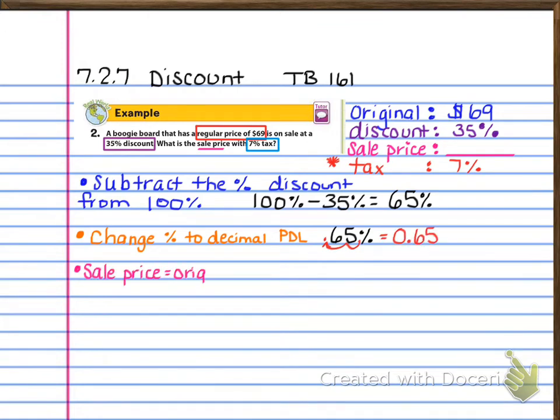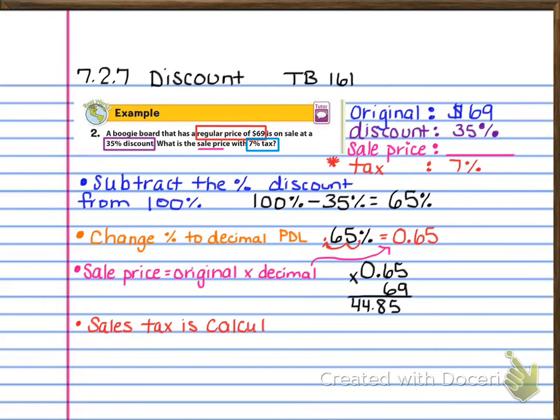And then I'm going to take the sale price, actually the sale price is going to be equal to the original price of $69 times the 0.65. So now we have that and we get $44.85. Once you get $44.85, that's the sale price. This is the price that it would be if there was no tax on it. So this is the price that it was when we were just doing one-step problems in the first section of this. Now you want to take the $44.85 and you're actually just treating the 7% sort of like a markup, like we did in our last section.